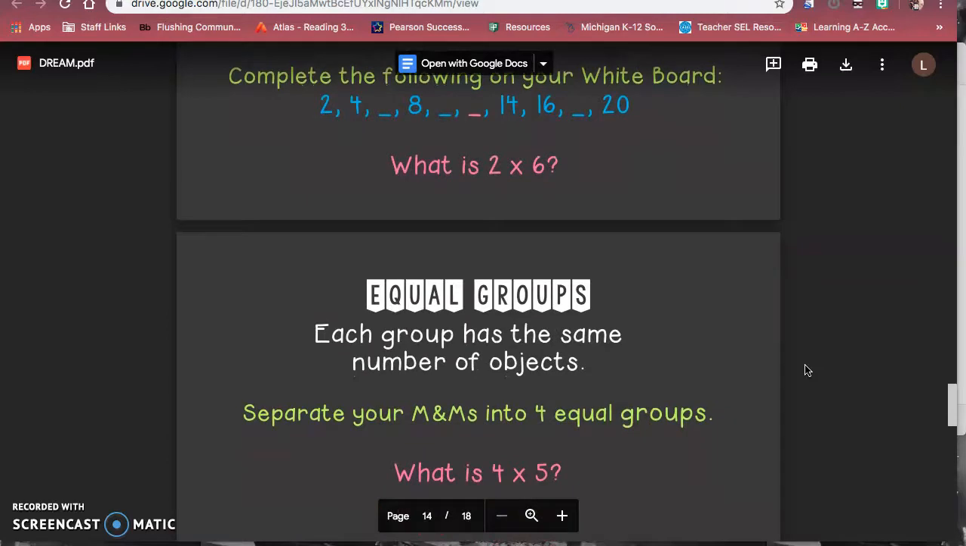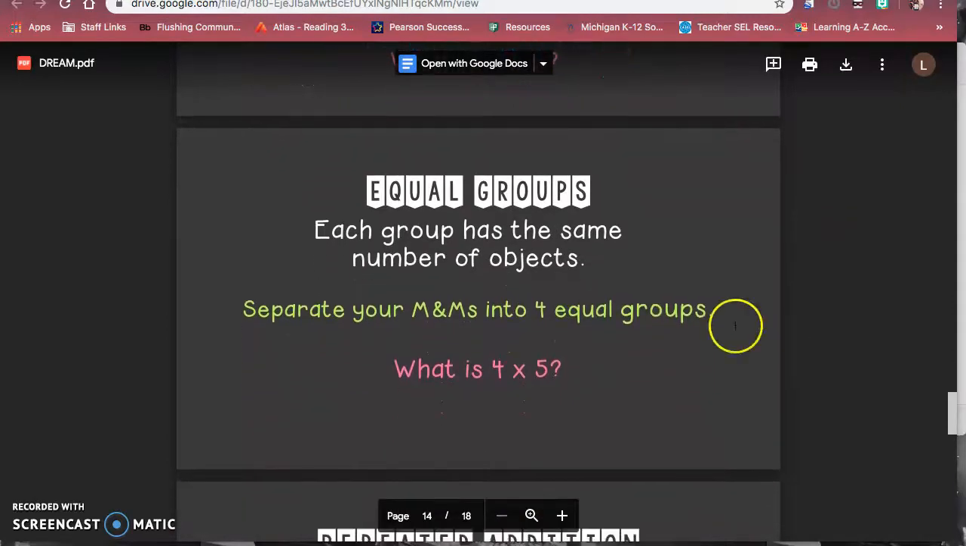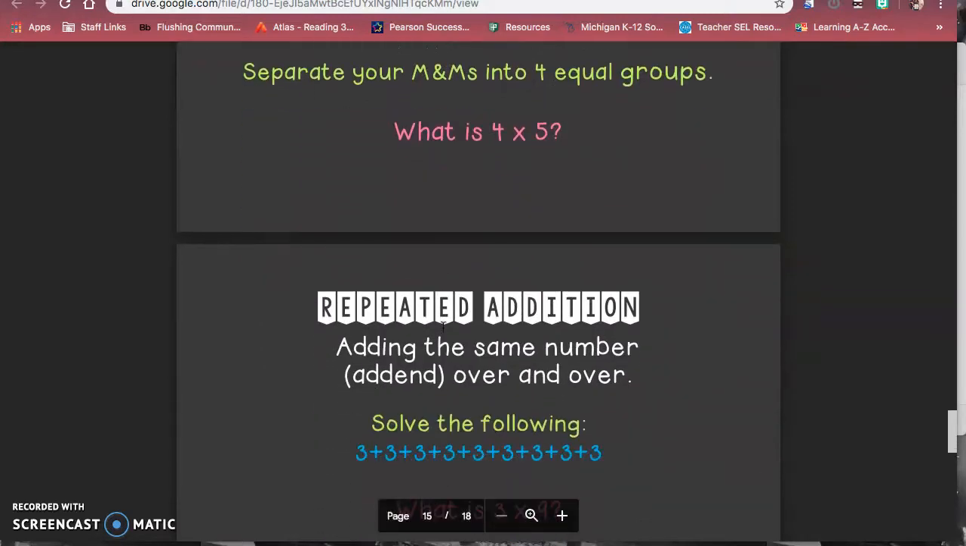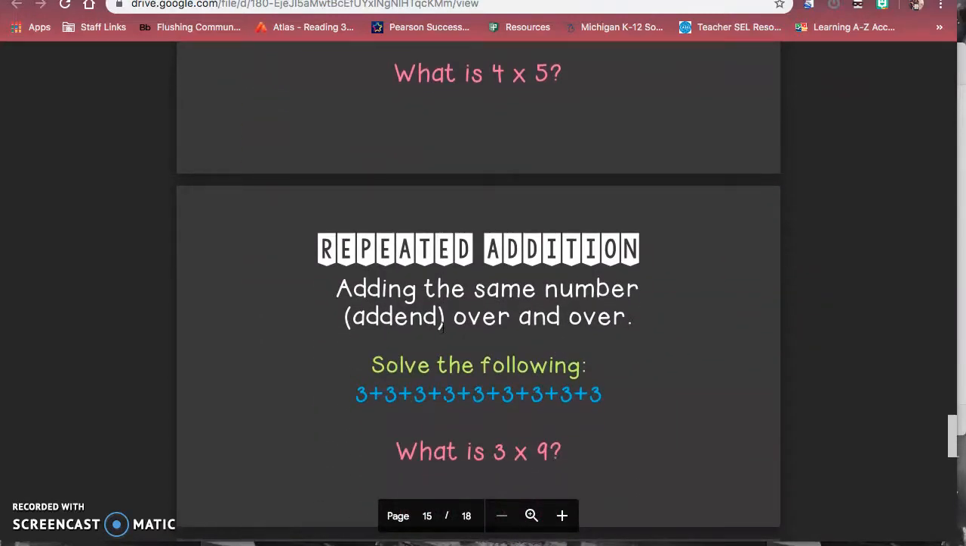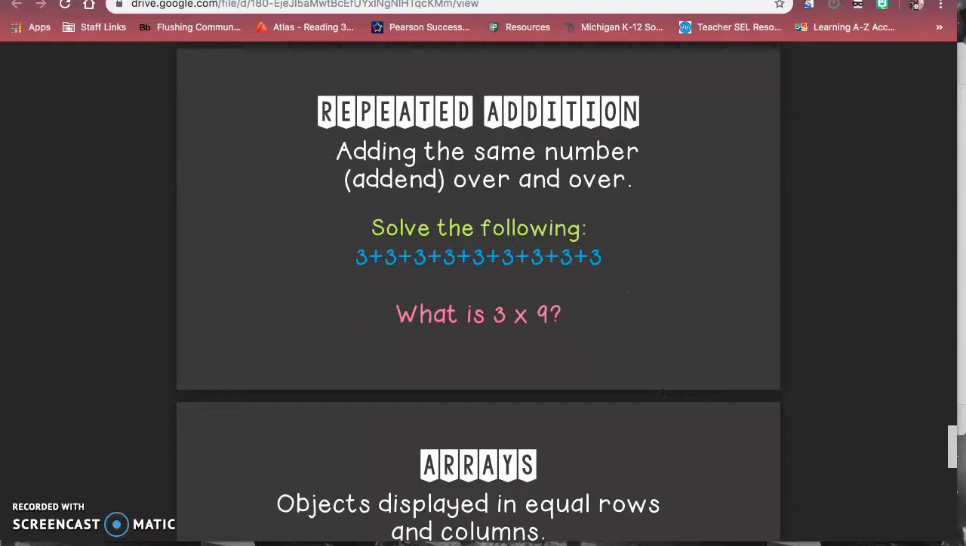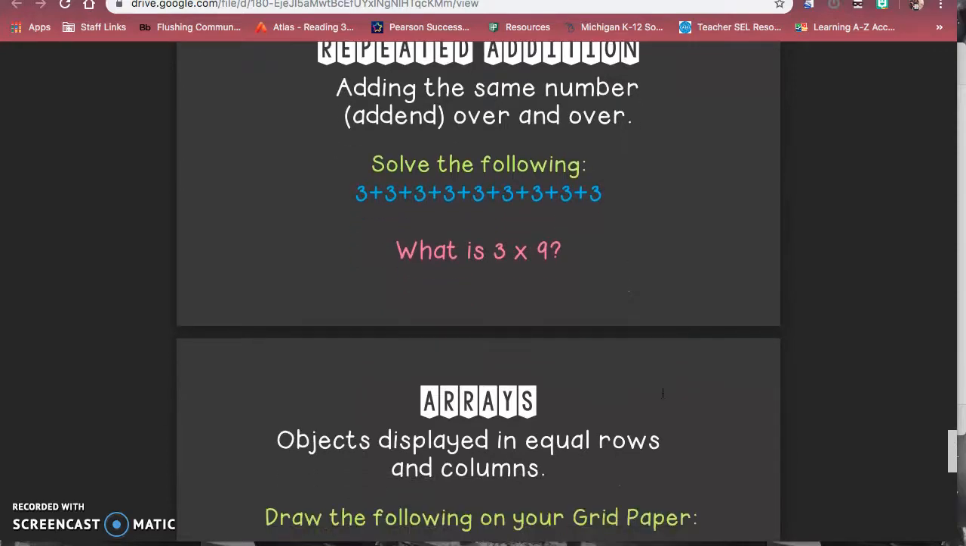On the third day, we are working with equal groups, and we have some candy today to use. And then repeated addition. While we have the candy, we'll also start doing some repeated addition with that. And again, the instructions for how to implement these slides are found in my colleague side. This is just literally what would be up on the screen during teaching, what students would have access to. So reference the colleague side for more information.